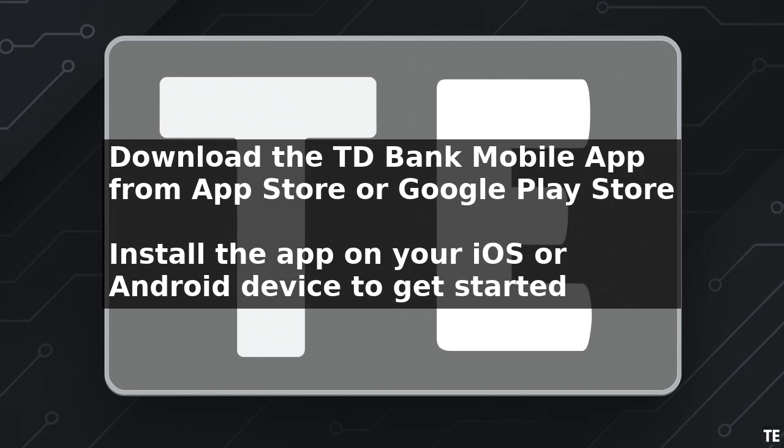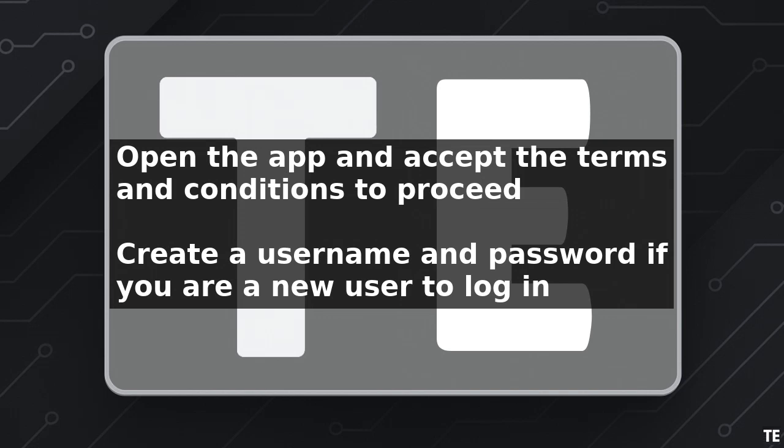Click on the TD Bank mobile app icon to go to the app details page. Then click the Install or Get button to begin the download process. Once the app has finished downloading, click the Open button to launch the app. You will be prompted to accept the terms and conditions of the app. Click the Accept button to proceed.